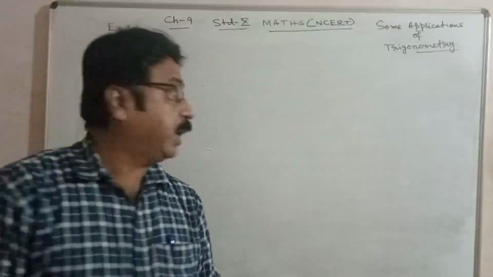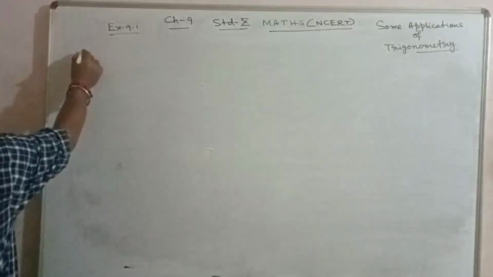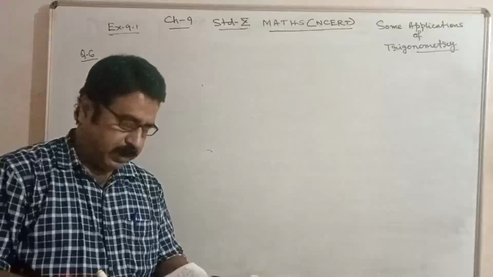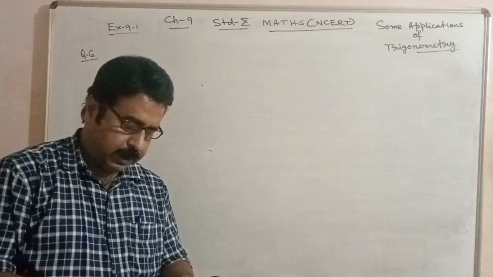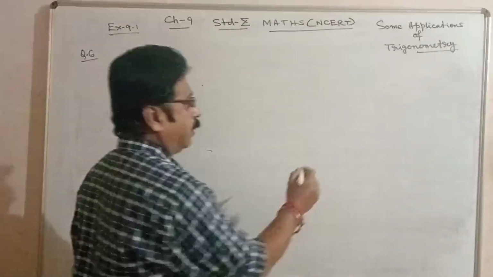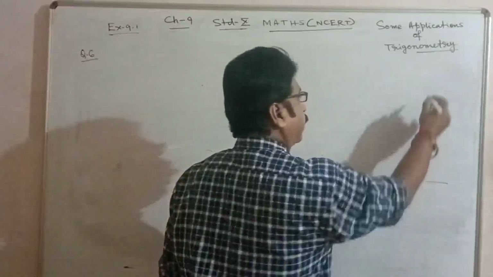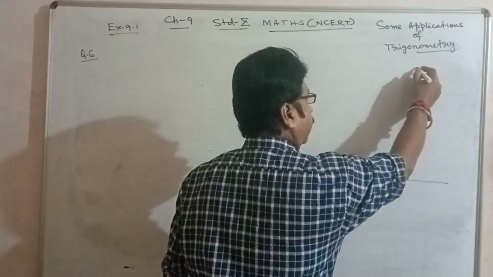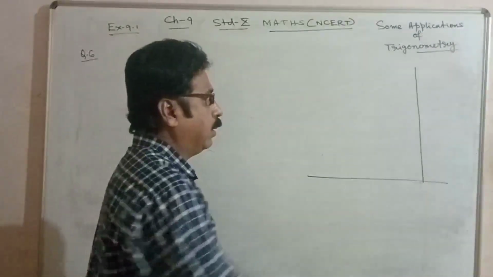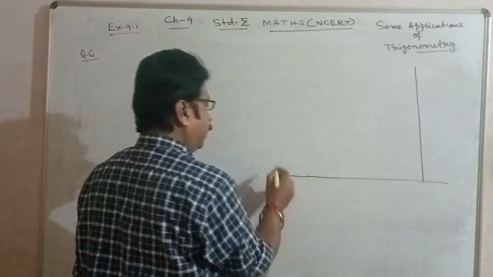Today we will start from question number 6. A 1.5 meter tall boy is standing at some distance from a 30 meter tall building. Suppose this is the ground level. This is the building. The boy is standing here, suppose.